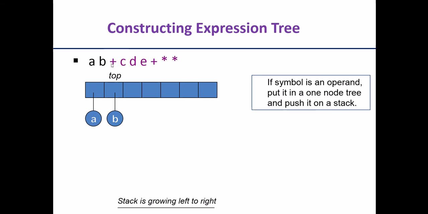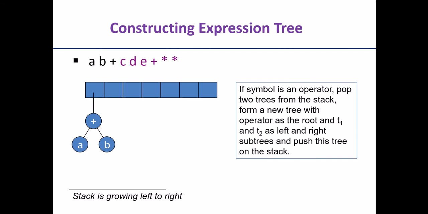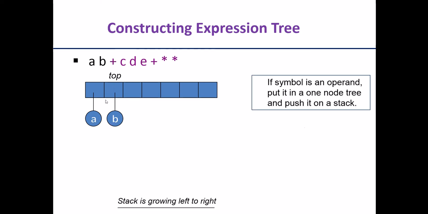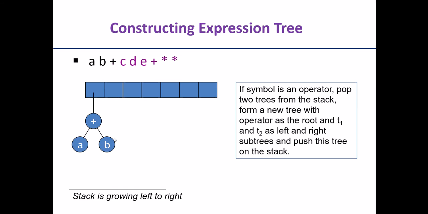So then the next character we will see is not an operand, it is an operator. So what we will do, if a symbol is an operator, is pop two trees. That means in the previous step we have these two trees consisting of just one node, but it doesn't matter. This is the root node for tree T1, and this is the root node for tree T2. So if the symbol is an operator, pop two trees from the stack.